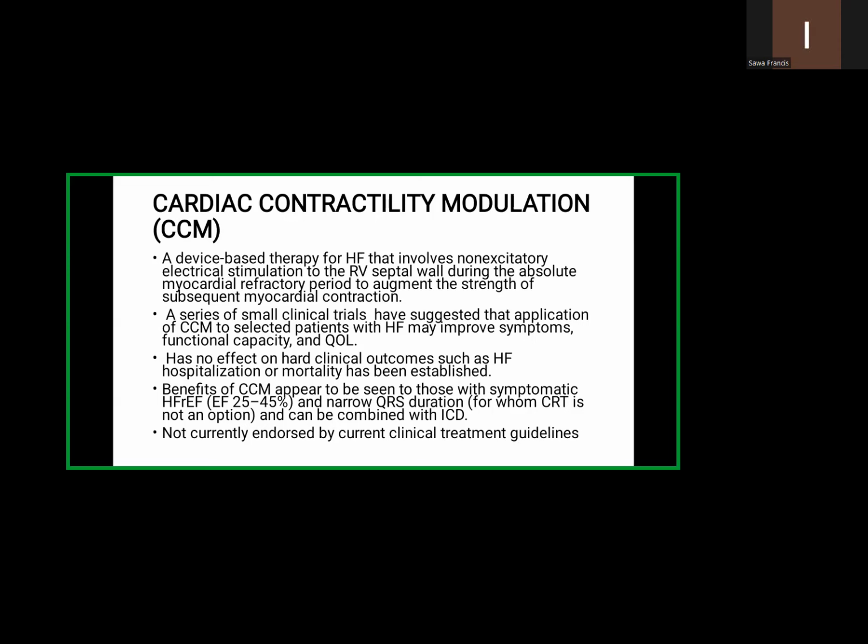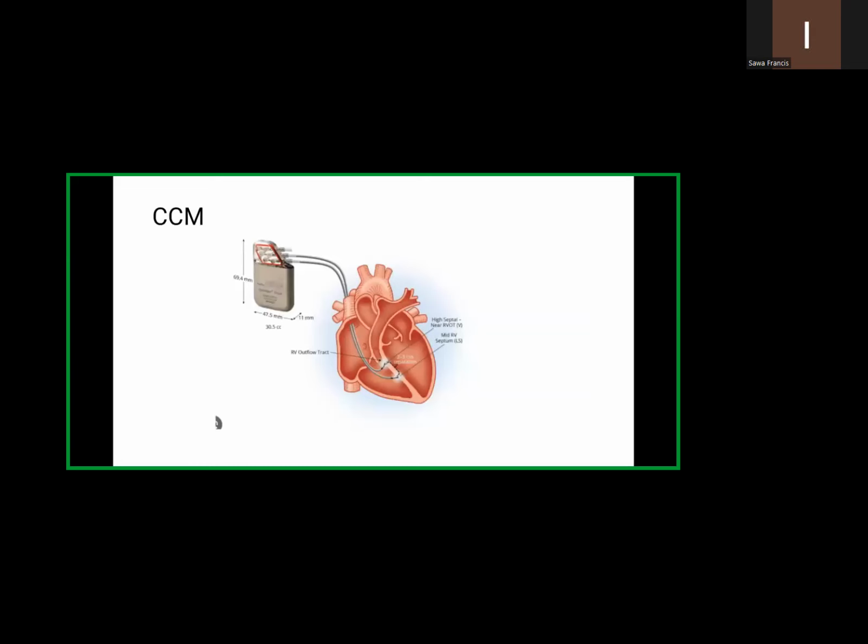Okay, but the benefit is seen mostly in those with symptomatic heart failure, symptomatic HFrEF with EF from 25 to 45 and a narrow QRS duration. So you want to use this in patients who have narrow QRS duration, whom CRT is not an option. And of course, you can also combine CCM with an ICD. Okay, but studies are still ongoing and it is not currently endorsed by current guidelines, but as time goes on, it may.